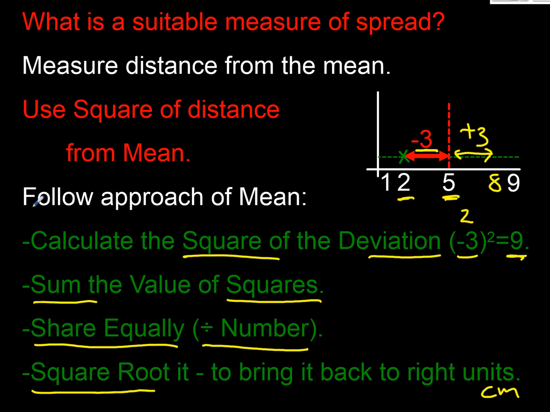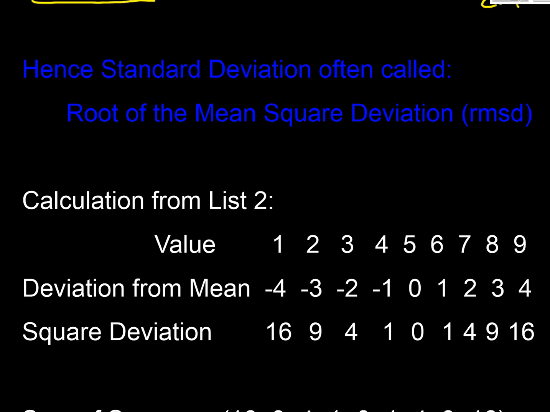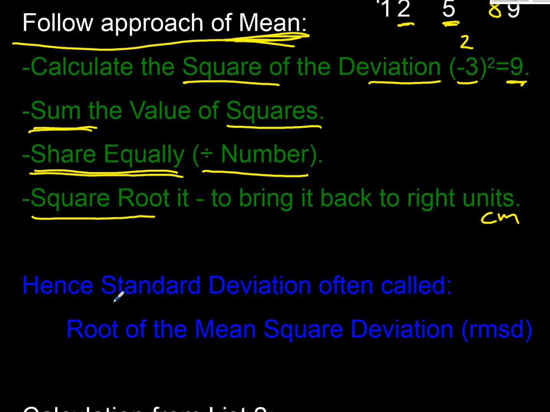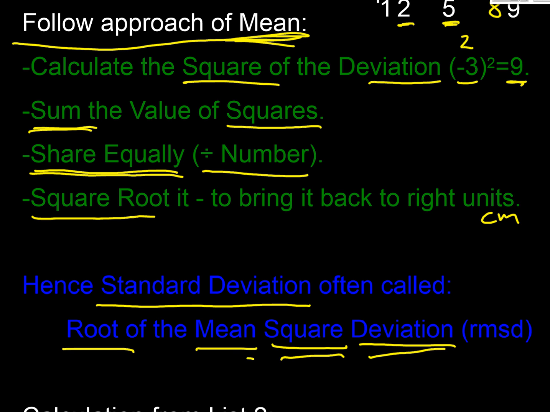Can you see that what we've done is we followed the same approach that we do with the mean? Calculate the values, we sum them, we share them out equally, and then we've got our correction here, the square root part. So I just want to be clear, it's why some people often call the standard deviation the root of the mean square deviation, because that's what we did, wasn't it? We found our deviation, we squared it, we found the mean, and we rooted it. And that's sometimes called RMSD by people.